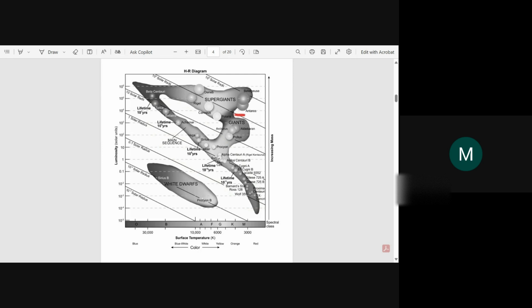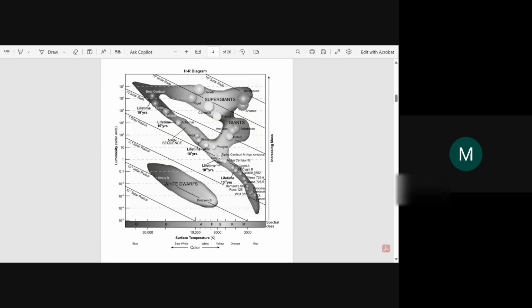Then you have your giants, and they include stars like Pollux or Aldebaran. Then you have your supergiants, right? These are your largest stars, and they include stars like Rigel, Deneb, and Betelgeuse. And then down here you have your white dwarfs, with examples like Sirius B and Procyon B.